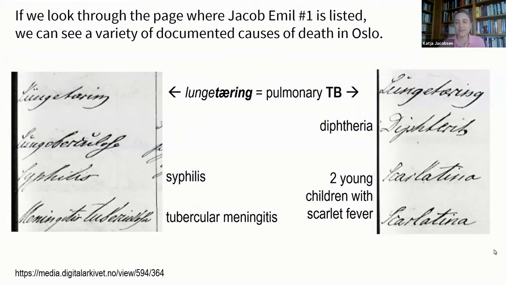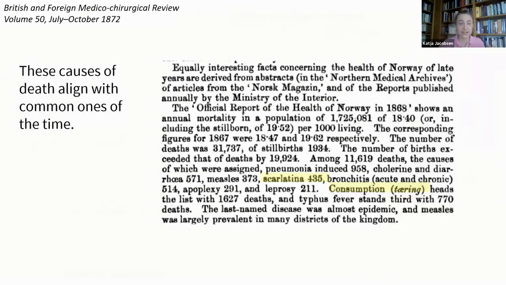When we look down that page, this is not related to the family story, but I thought you might enjoy it, since if you were looking for your own family tree, seeing various causes of death is interesting. We've got several people on that same page in the register who are dying of lungeterring, which is pulmonary tuberculosis. We've got syphilis, tubercular meningitis, diphtheria, and 2 children listed as dying of scarlatina, which is scarlet fever. If you want to see causes of death, go to Digital Archiva and look at the Oslo City Church Register, because you can see the diversity of causes since it's such a complete record.